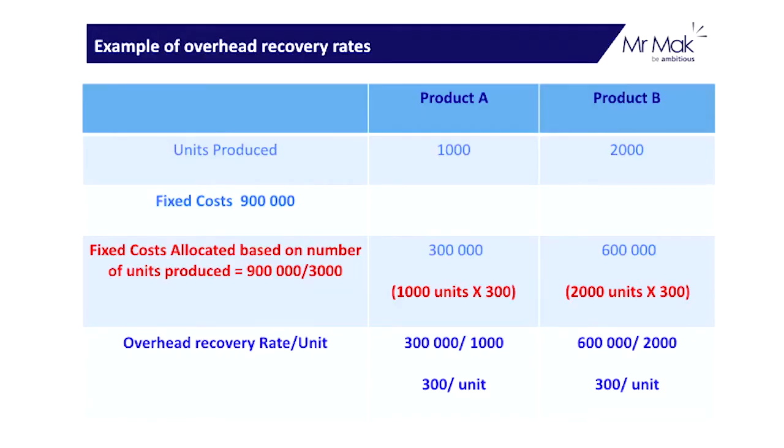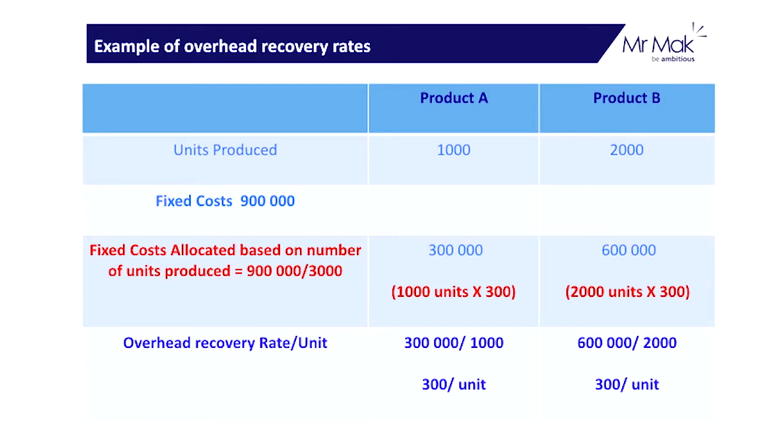Let's do an example to illustrate how this may work. So in this example, we've got two products. We've got product A, and we're producing 1,000 units, and we've got product B, where we're producing 2,000 units. So in total, we've got 3,000 units that are being produced. In order to produce those products, the fixed costs come up to 900,000. How would we allocate those fixed costs to the units that are produced?